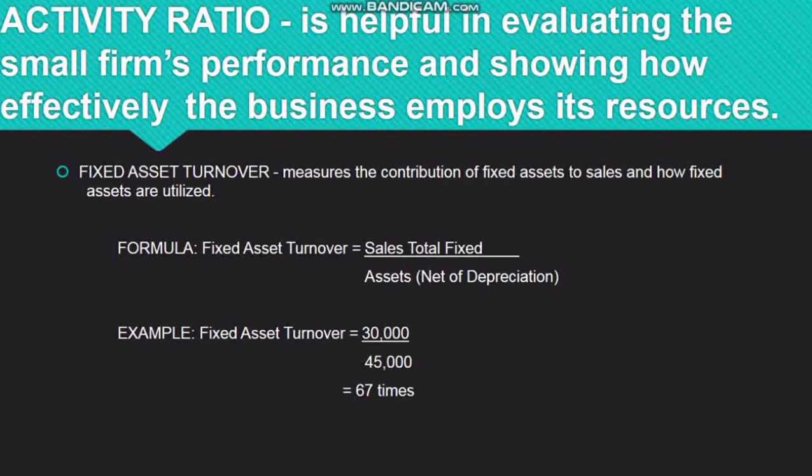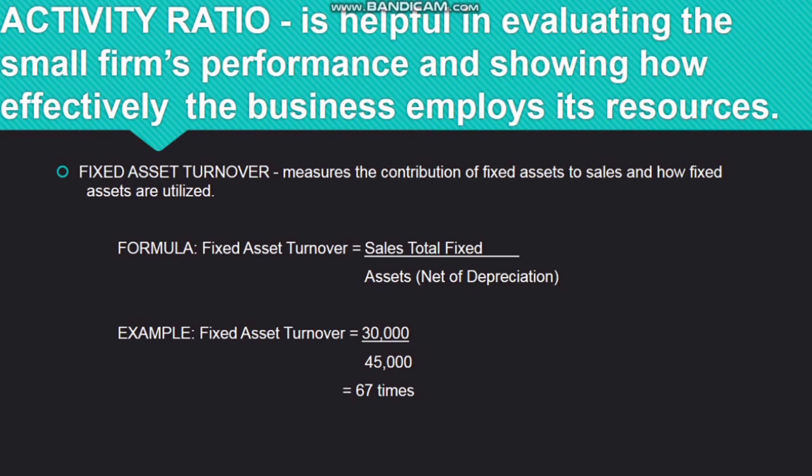Next, activity ratio. It measures how effectively a firm is using its resources or how efficient a company is in its operations and use of assets. In general, the higher the ratio, the better. Fixed asset turnover ratio indicates how efficiently a business is using its fixed assets. The formula to get fixed asset turnover ratio is equal to net sales over average net fixed assets.